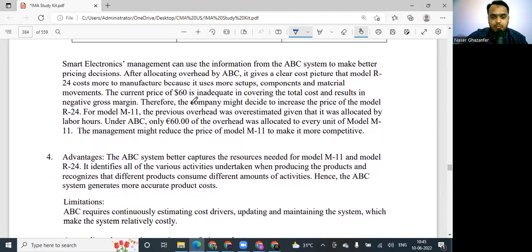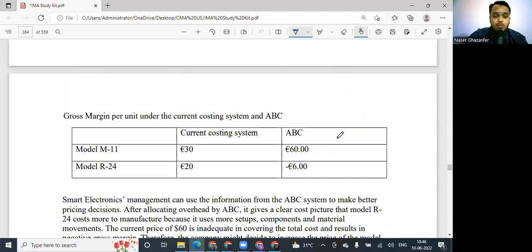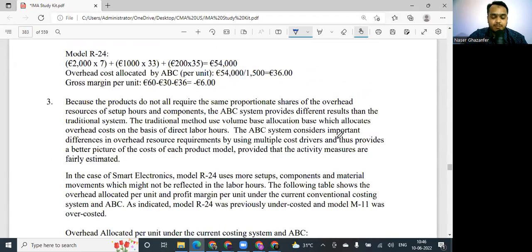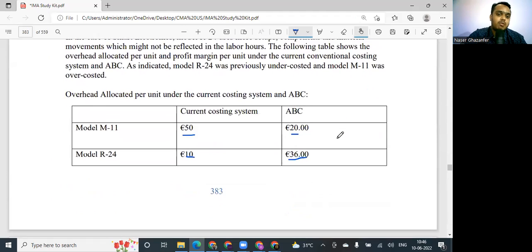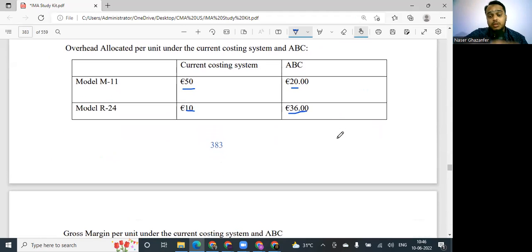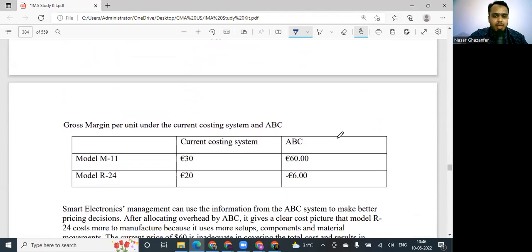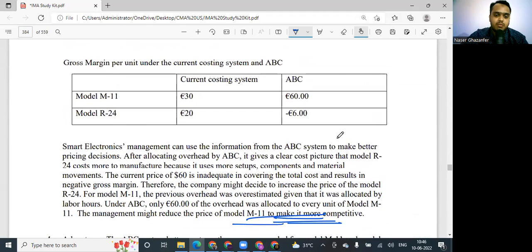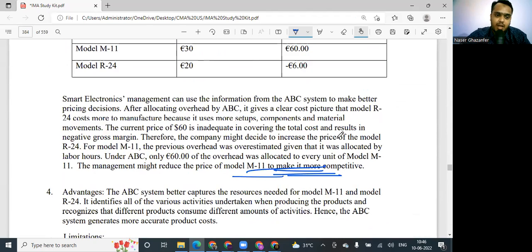And what he says is that, therefore, the company might decide to increase the price of model R24 so that they can have a better margin there. And for M11, given the previous overhead estimation, they can come down with their price. The management might reduce the price of model M11 to make it more competitive. All right. So overall, it is up to you to explain what is here. It's not required that you have these 3 paragraphs, this table and so on, but have a decent amount of answer so that you can explain what you have done and have proper backing for it.